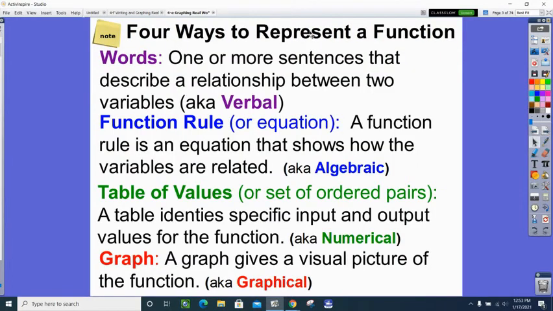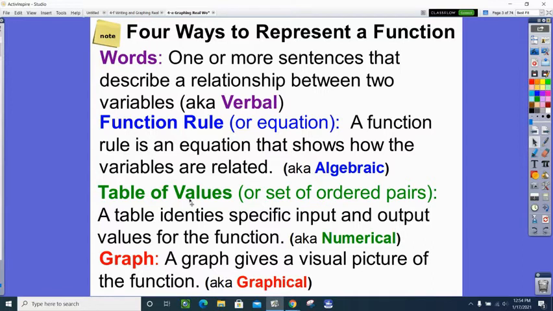So we're going to go forward and look at taking words, making a function rule, using that function rule to make a table, and then graphing that table of values. So remember that words are going to be one or more sentences that describe a relationship between variables. That's going to be verbal, an English sentence. Then we're going to write an equation, a function rule, and that function rule is an equation that shows how those variables are related. That's going to be an algebraic representation.